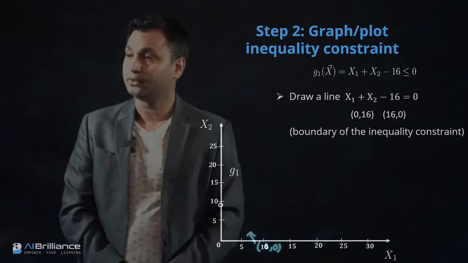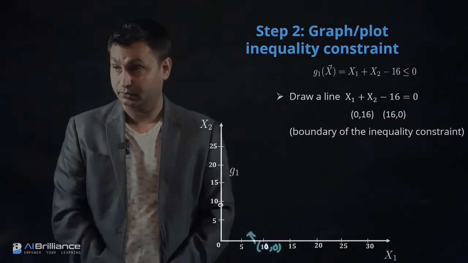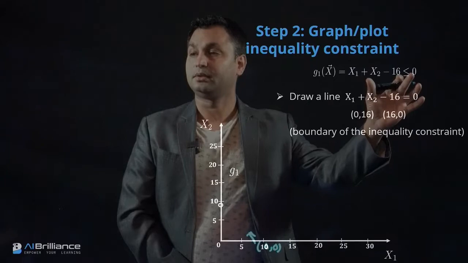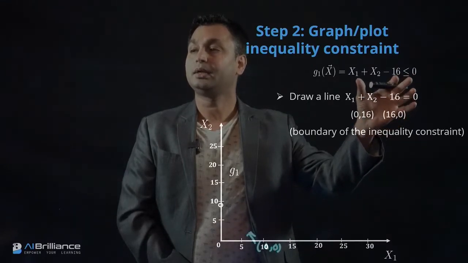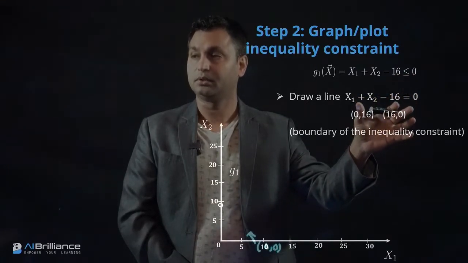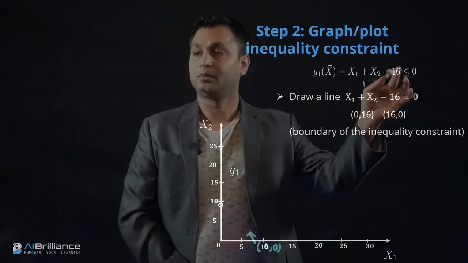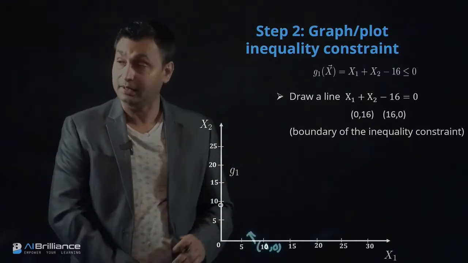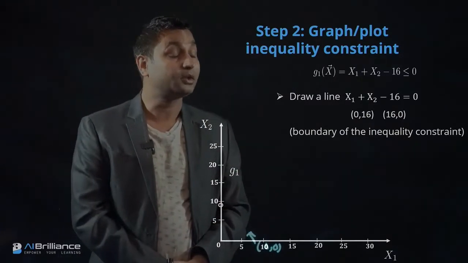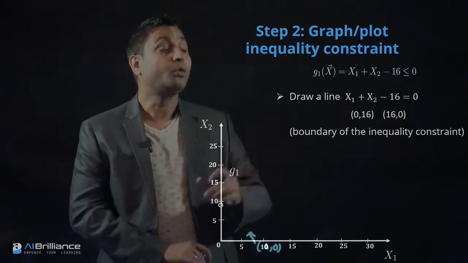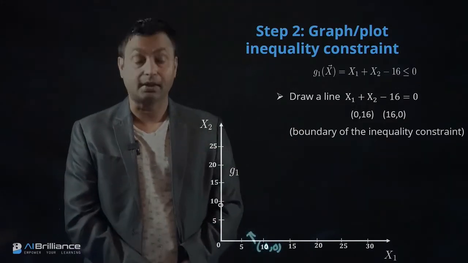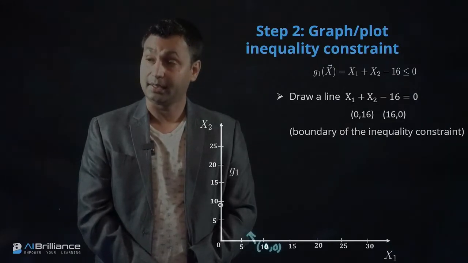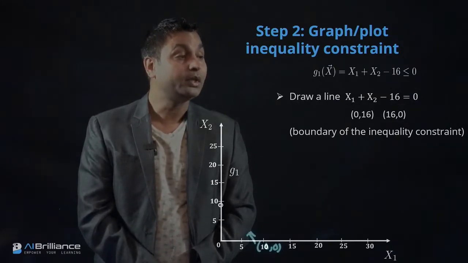The first thing that you need to do, if you have an inequality constraint, is to use this equation, remove the less than or equal to sign, and create an equality equation, which is given here. I took this equation, removed the inequality sign and equated it, and at least in this problem, it becomes an equation of a line. From this equation of the line, I can find 2 points that lie on this line, and that will allow me to draw the line.